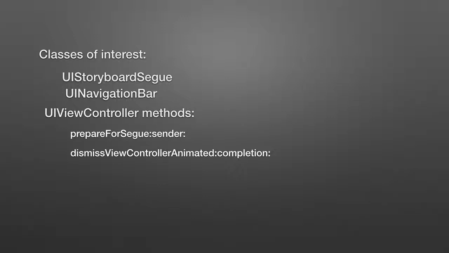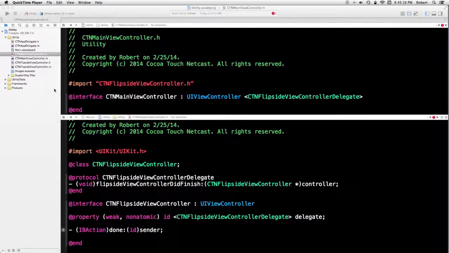Let's go over to Xcode. If you take a look at the files in this project, there's two view controllers. There's a main view controller and a flip side view controller. Now what I have displayed here is the .h's for the two of them, the main being on the top and the flip side being on the bottom. The main simply imports the header for the flip side view controller, and it conforms to a delegate, flip side view controller delegate, which is actually defined in the header file for the flip side controller.